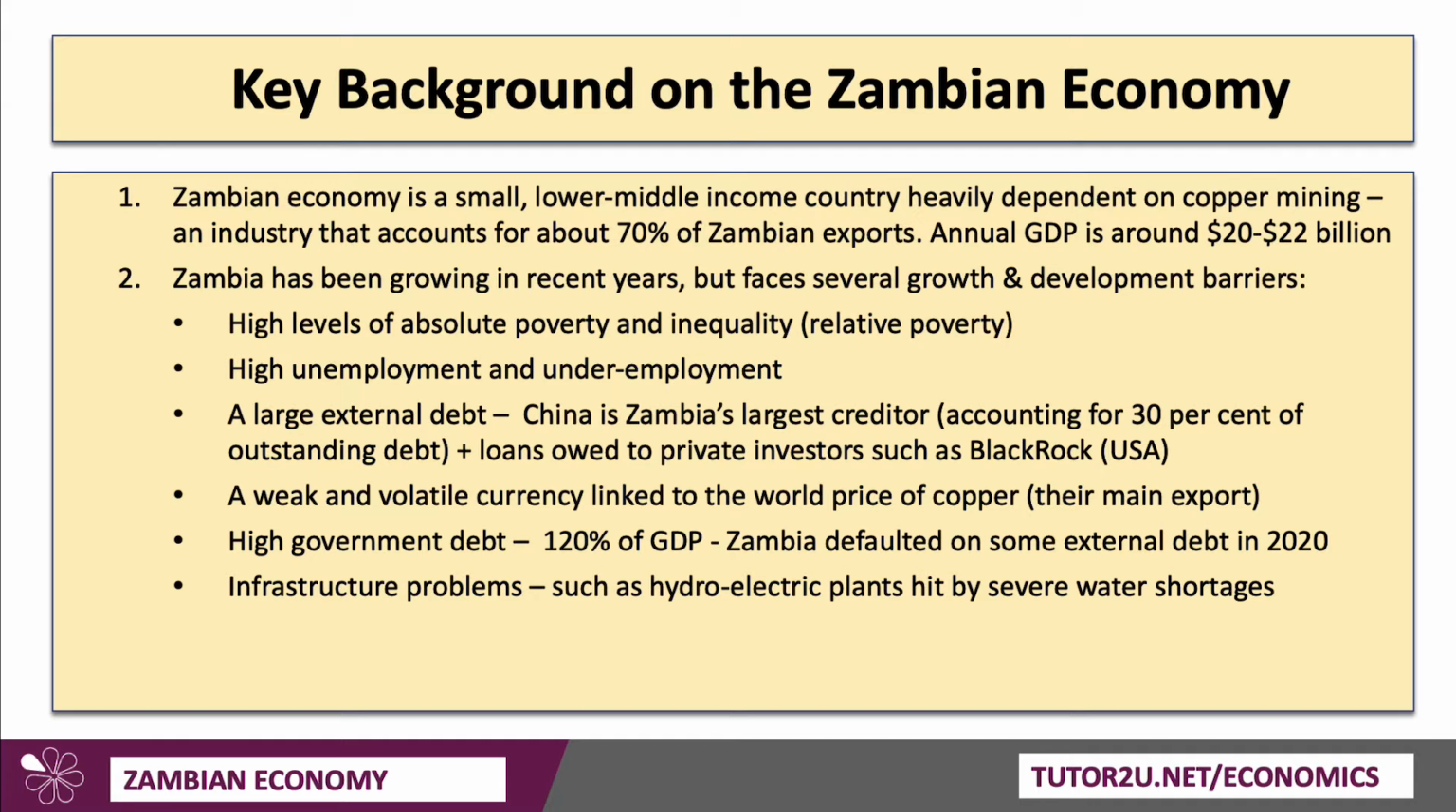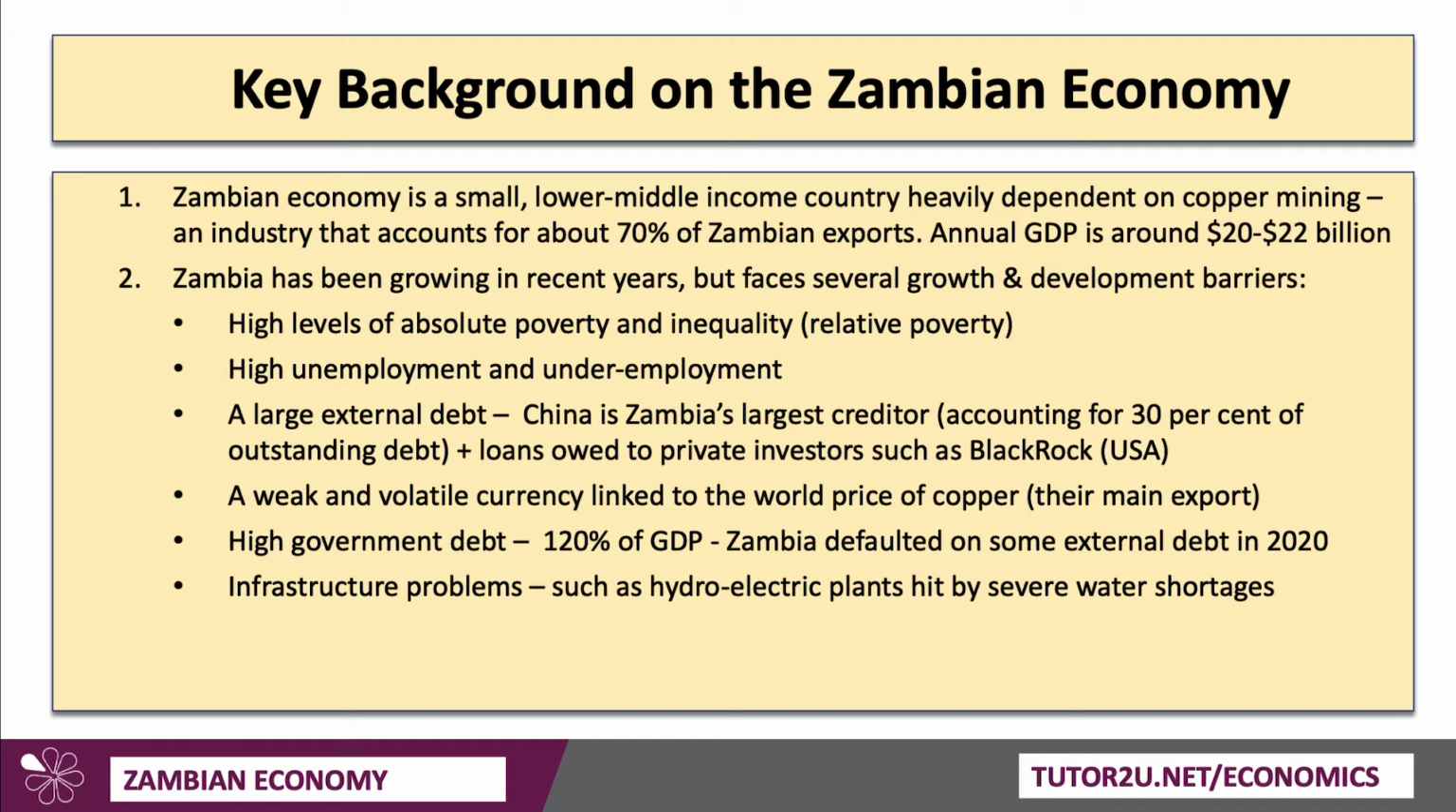High unemployment and underemployment. Critically for Zambia, a very large external debt, relative to the size of its economy. And China is Zambia's largest creditor, about 30% of outstanding debt. They also have big loans to private investors, including BlackRock. The Zambian currency is weak and volatile. I mean, it does have good years, but it has bad years as well. And their currency, as well as their trade balance, is strongly linked to the world price of copper. Hopefully you can think about the theory behind that.